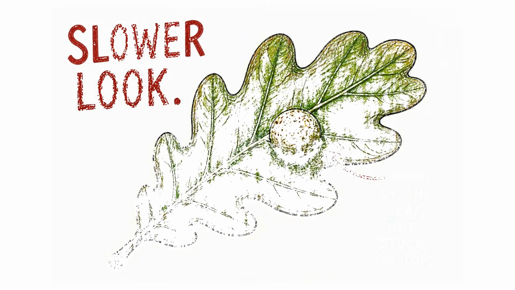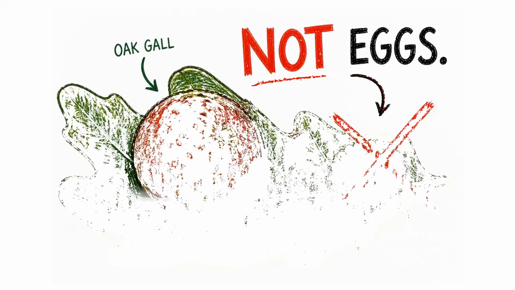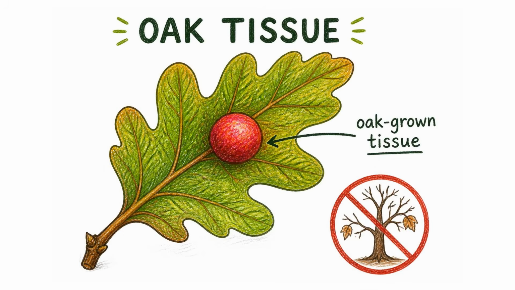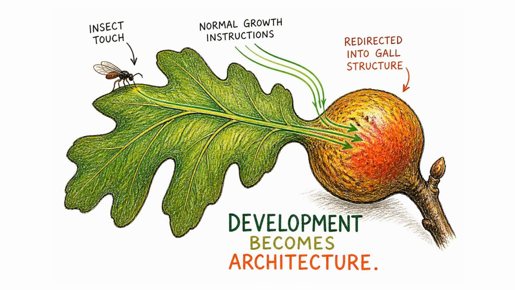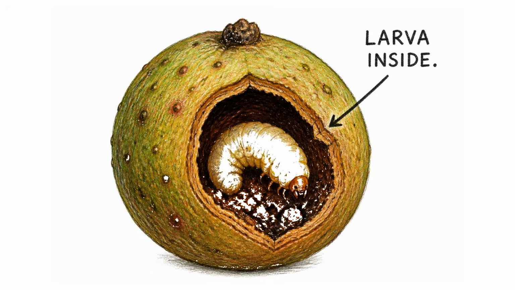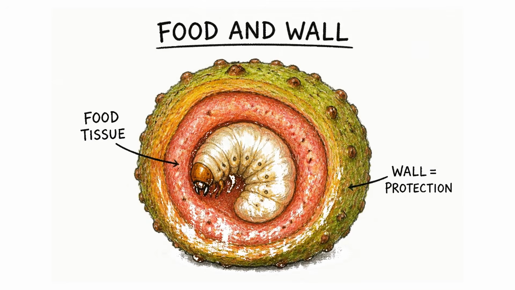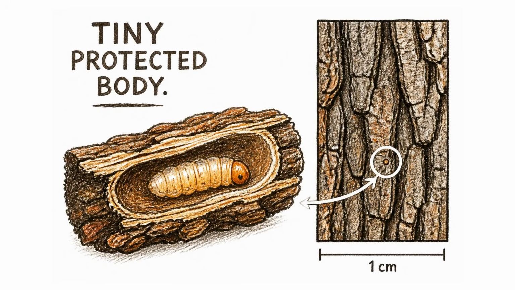But an oak gall asks for a slower look. That ball is not an invader stuck onto the leaf. It is not a packet of eggs glued to the surface. It is not a simple sign that the tree is sick. It is oak tissue, grown by the oak, after a tiny insect interrupted the plant's instructions and turned ordinary development into architecture. Inside that architecture, a larva may have fed in darkness. Around it, the gall wall thickened. The inner tissue became food. The chamber protected a body so small it could disappear against the grain of the bark.